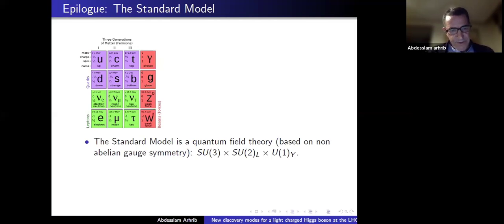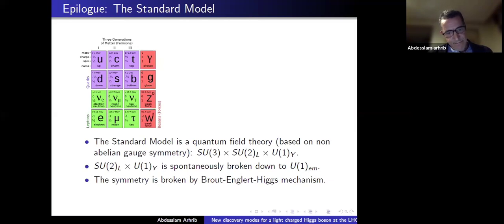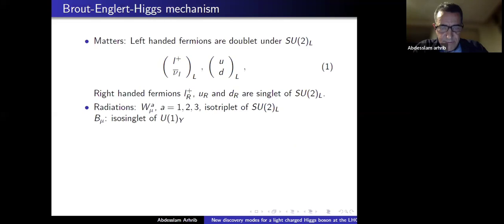Okay, so when you, next slide, when you write down the, well, as we know, these gauge bosons have mass, and so the problem of the standard model is to explain the origin of mass of those particles. And we know that this gauge symmetry is spontaneously broken down to U(1) electromagnetic, which is the residual symmetry that remains. And so one of the mechanisms that we know is the Brout-Englert mechanism, which we call also the Higgs mechanism.